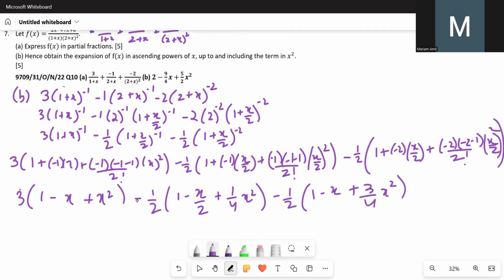Now what you'll do is expand the brackets and then add the like terms: constant to constant, x terms to x terms, and x squared terms to x squared terms. Your final answer would be 2 minus 9 over 4 x plus 5 over 2 x squared.